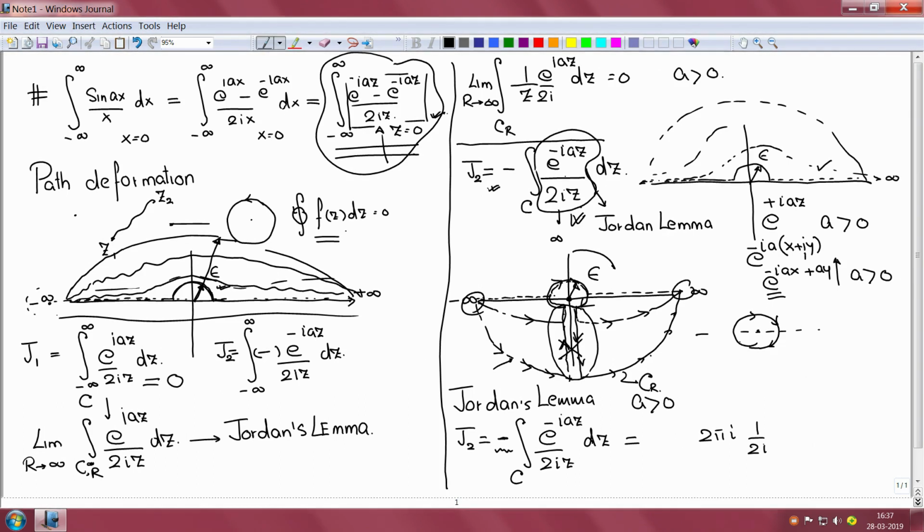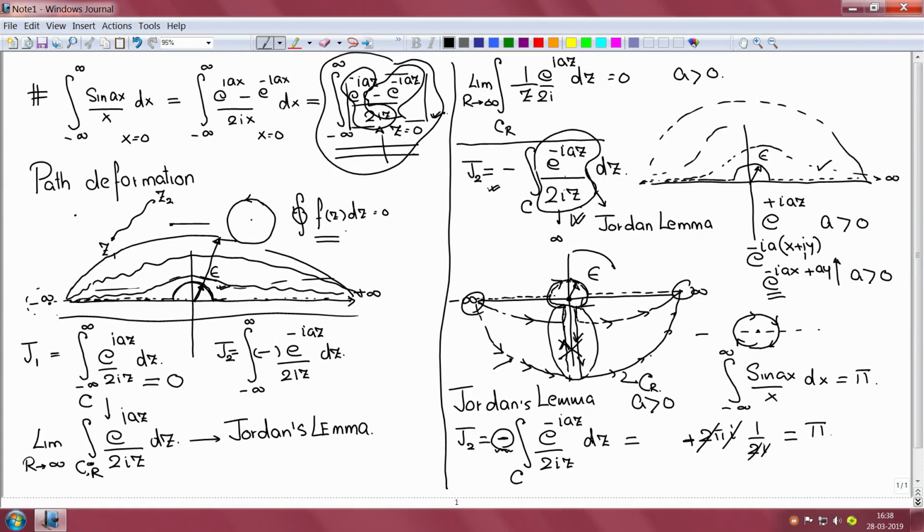So the residue first of all is negative. Then there is this negative sign in front, so that makes it positive. So I get a pi over here. So now, the first part gave me 0, this part gives me 0, and this part gives me a pi. So that finally my integral from minus infinity to infinity of sine ax over x dx is equal to pi as before.